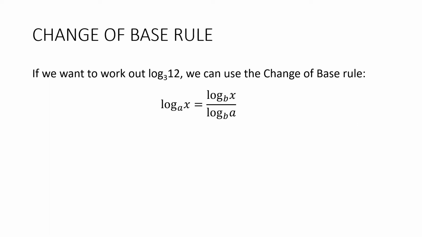And it's called the change of base rule. So if we want to work out log base 3 of 12, for instance, then there's the rule that we're going to use, because it takes any logarithm and changes the base of it. So obviously, in order to work that out on the calculator, we really want to change the base to either 10 or e. It doesn't matter which one, as long as they're both the same.